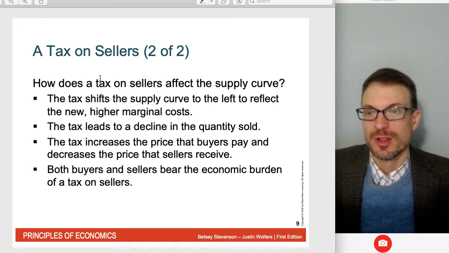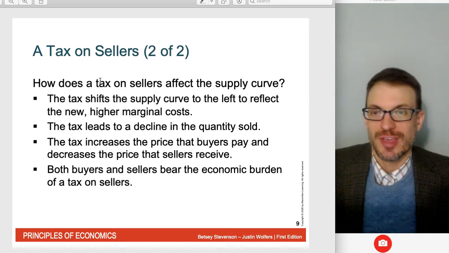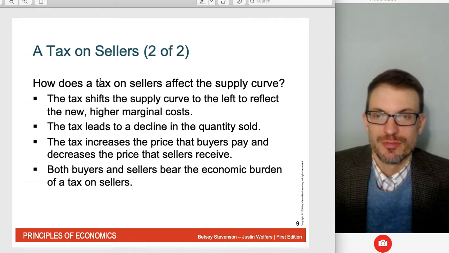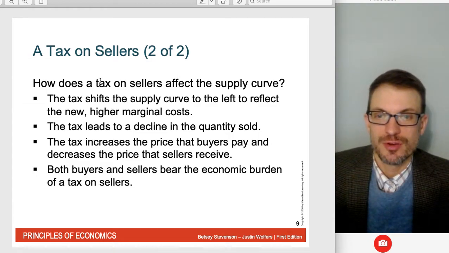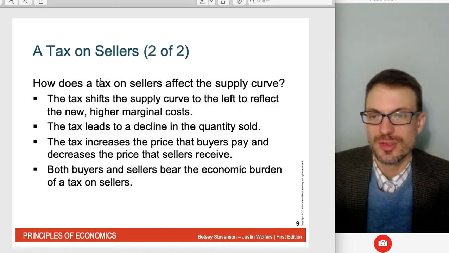All right, so how does the tax on the sellers affect the supply curve? Well, the tax shifts the supply curve to the left. It reflects a new higher marginal cost. The tax leads to a decline in quantity sold.